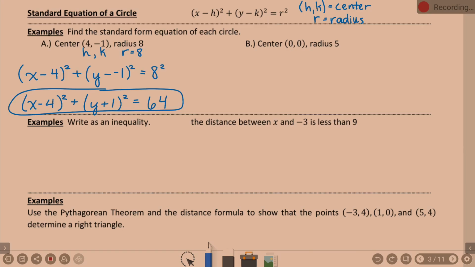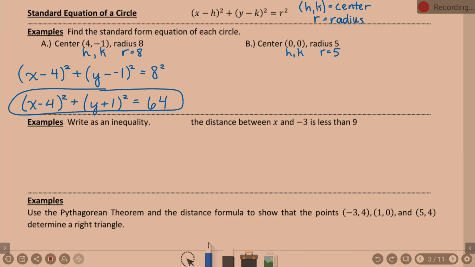Are you making progress on B? Okay, what do we know? What can we identify here? H and K are going to be 0, and R is 5.